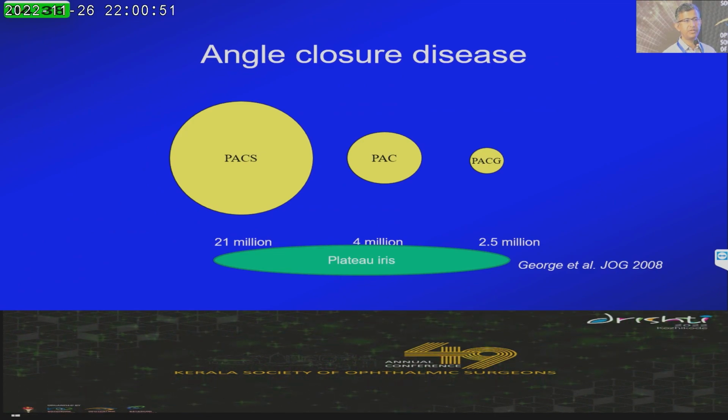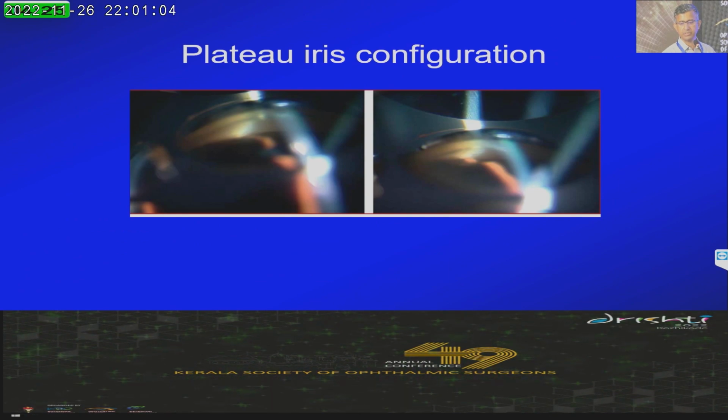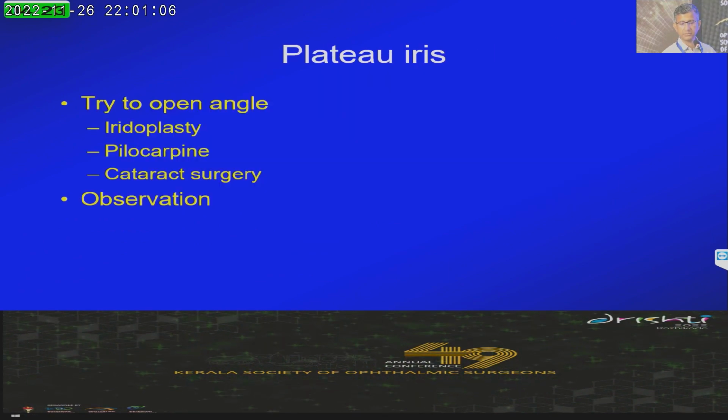And about 25% of angles post LPI will not open up. And that can happen in PSCS, PSC or PSCG. And that's why it's really, really important to do a gonioscopy post YAG-PI. And a Plateau iris configuration typically looks like this with the double hump sign.